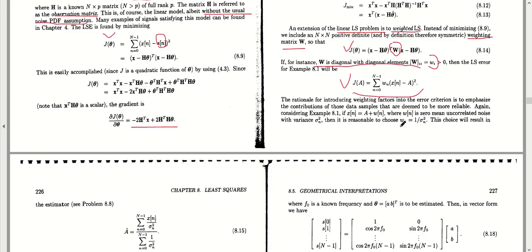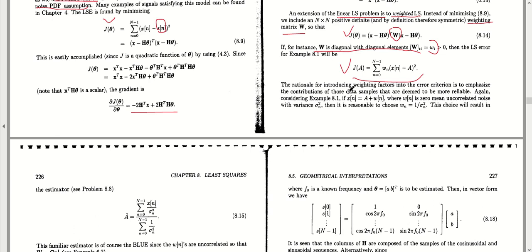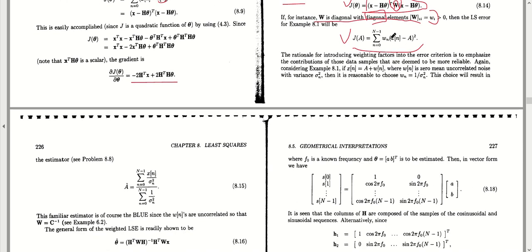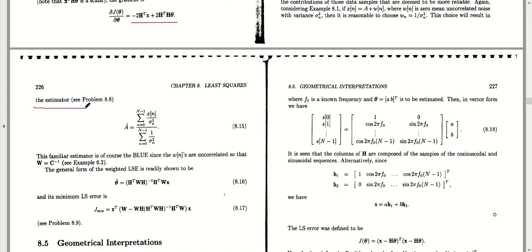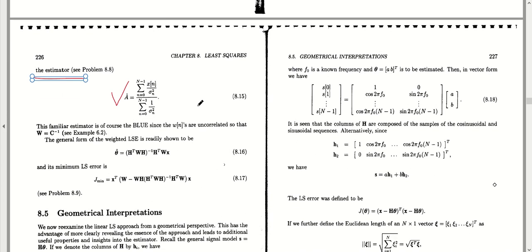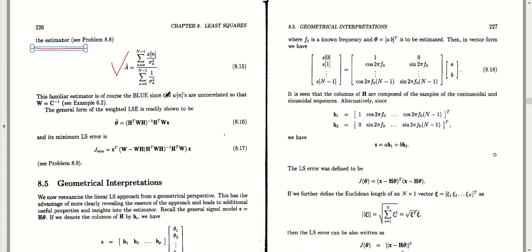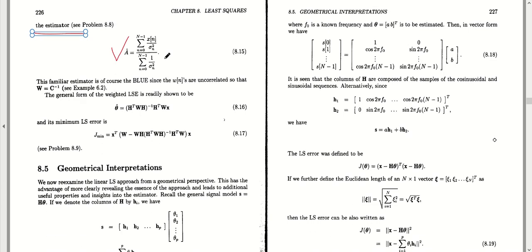But notice that this is for diagonal W only. If it's not diagonal, then W is over here, and you have to do the whole minimization for the whole thing. It will not be that simple because of the diagonal elements. But if it's diagonal, then it becomes like this. Then the estimator becomes this, okay? And then we're happy because we have a solution for that. At least we get a solution.